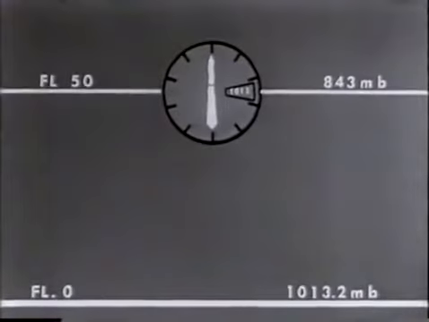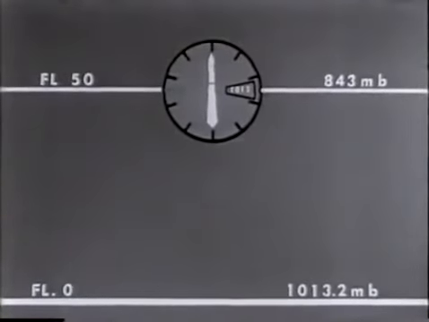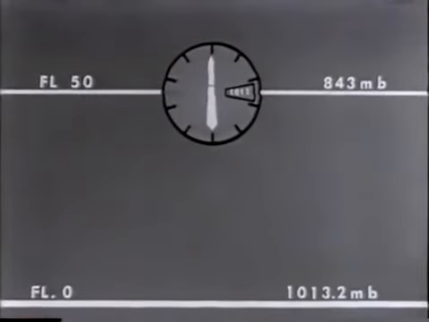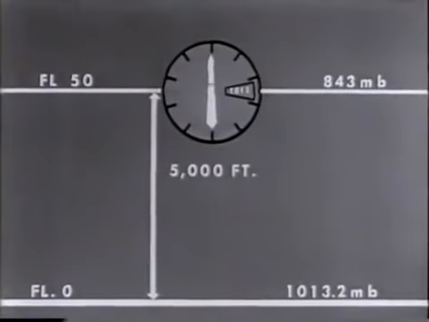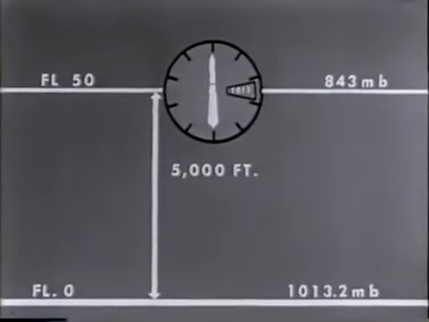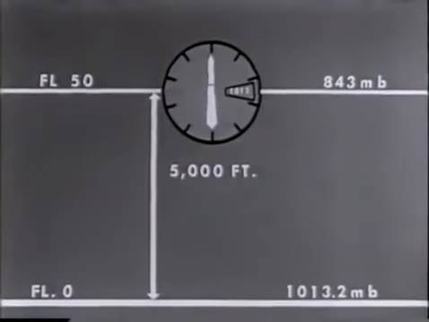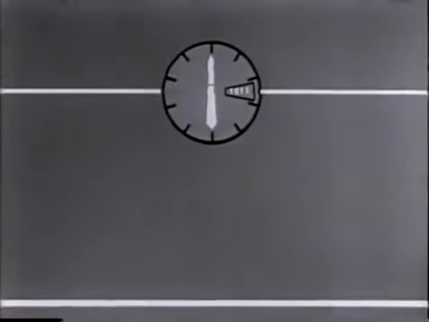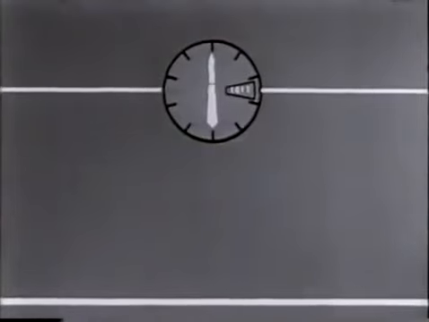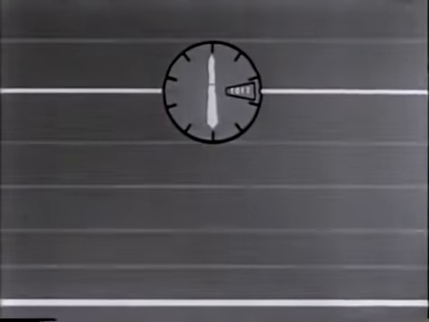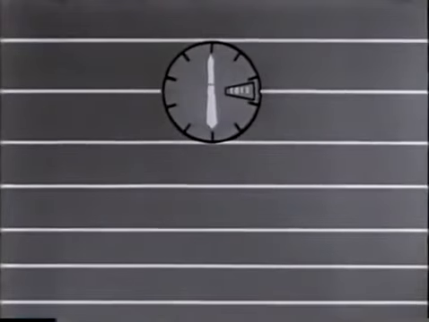If the altimeter is raised to flight level 50, it will sense a pressure of 843 millibars and will indicate a vertical distance of 5,000 feet above flight level 0. If the altimeter indication is kept constant, the flight level will be maintained. The altimeter is, of course, following a pressure surface.